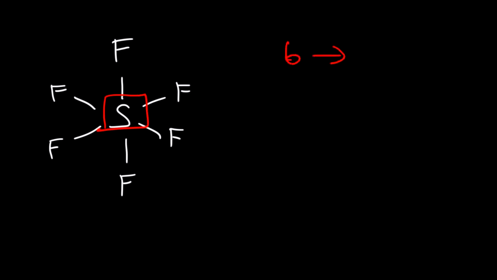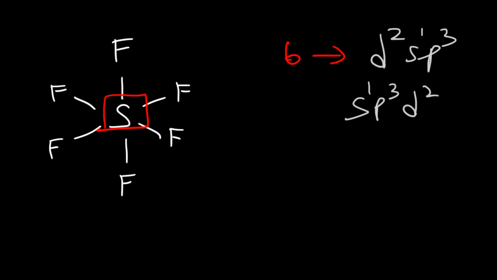Now what about the sulfur atom in the center of this molecule? What's the hybridization of sulfur? Now in this case, we can see that sulfur has 6 groups. So the hybridization of sulfur is going to be d2s1p3. You can also say sp3d2. It's the same.